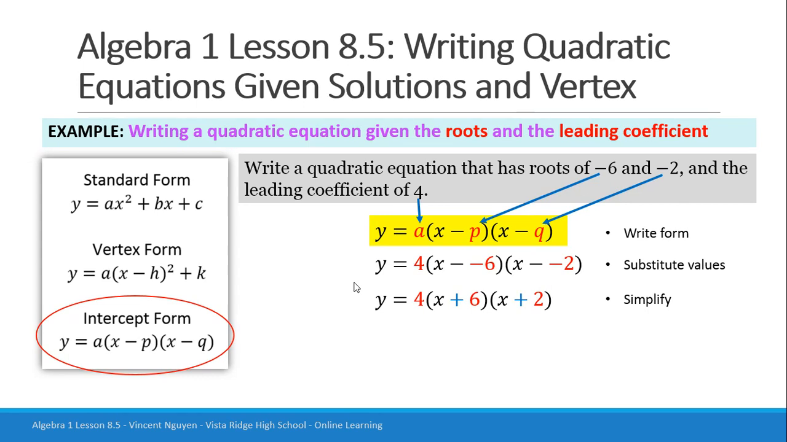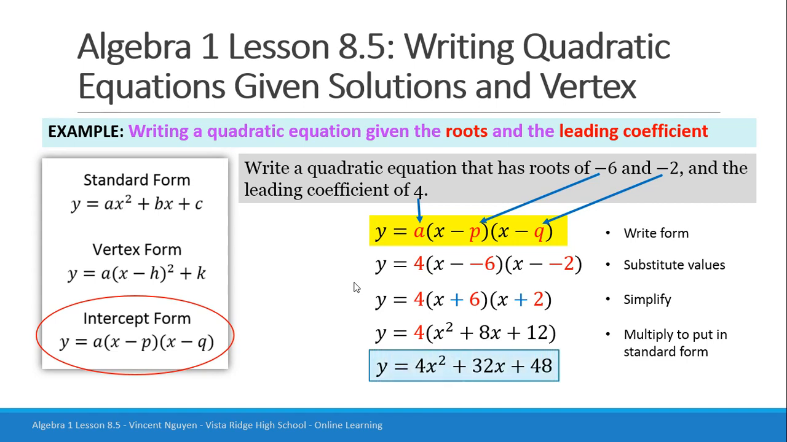Now, if the problem only asked you to write in factor form, you would be finished here, right? But for the sake of learning, we're going to go ahead and use this and write it in standard form. To do that, we are going to multiply the binomials x plus 6 and x plus 2, and we're going to get x squared plus 8x plus 12. If you need a review on how to multiply that, you need to look at the previous lessons, okay? And then finally, one last step is we're going to distribute the 4 in front through, and then that is our standard form, okay? 4x squared plus 32x plus 48.